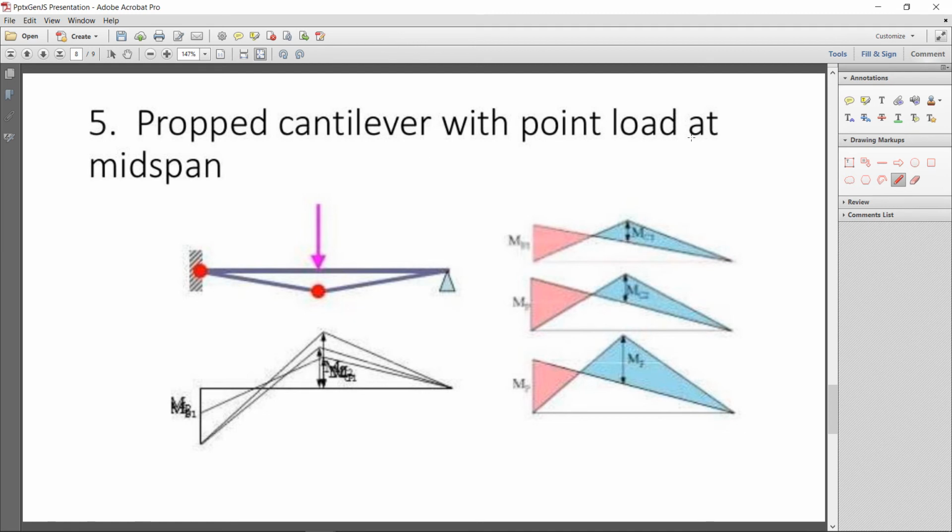Propped cantilever with point load at mid span. Here the propped cantilever beam is fixed on one side and has a hinge or roller on the other side. Here there is already a real hinge, and due to loading the internal hinge will form at this location, then the failure mechanism will form.